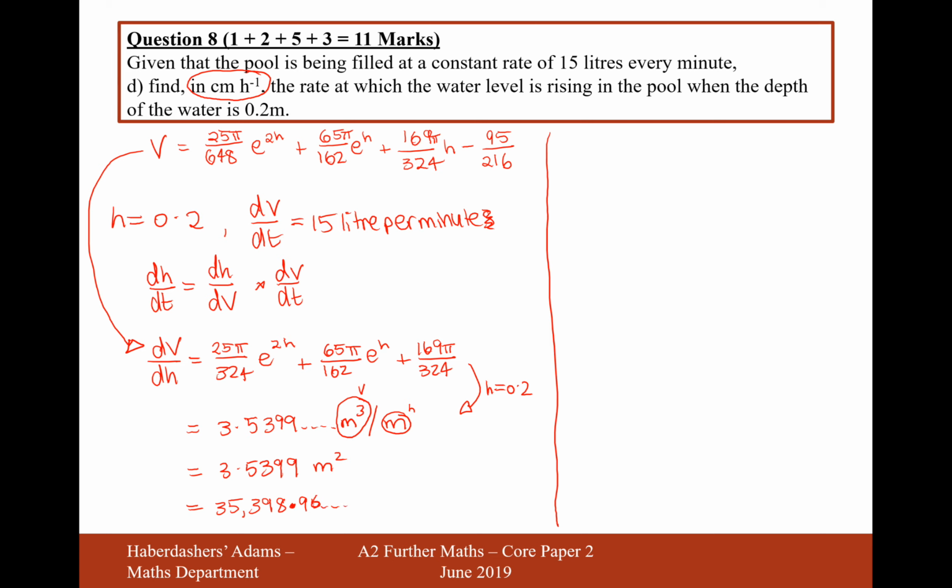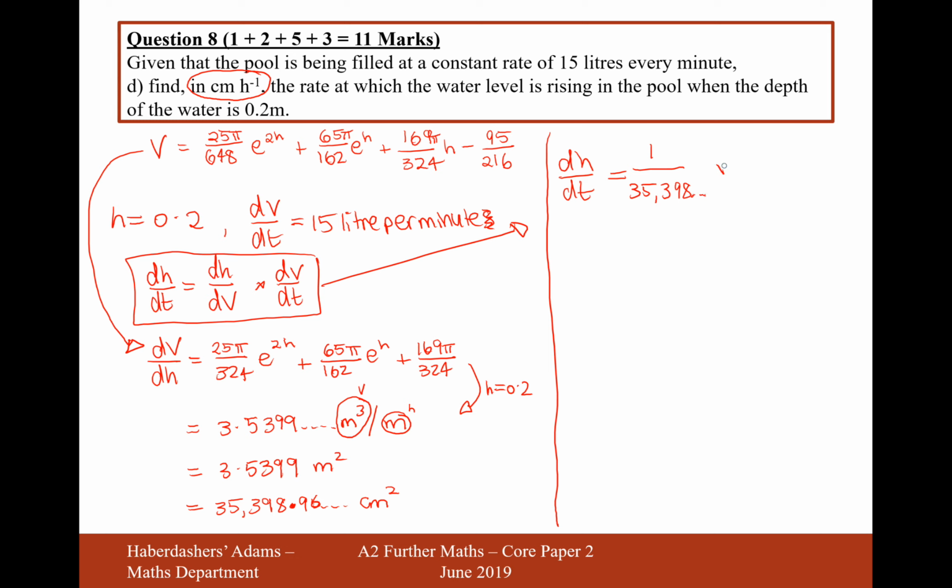Okay, so this is dV by dH. Now it's in centimetres squared. It's in the correct units. Now what we want to work out here is dH by dt. So dH by dV is going to be the dV by dH upside down, so it's going to be 1 over 35,398 dot dot dot. We'll use the answer button for that bit.